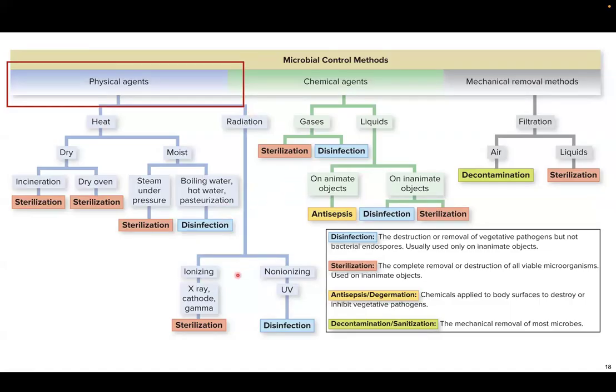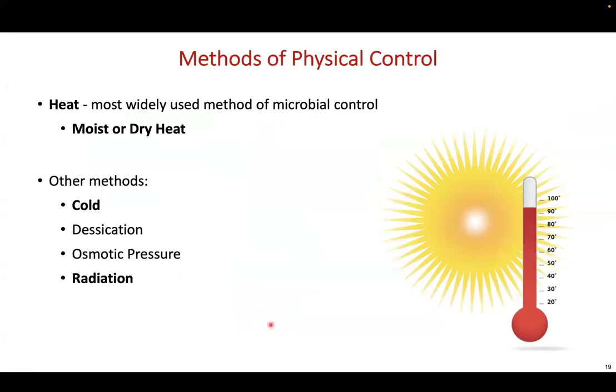And under radiation, we can have ionizing radiation or non-ionizing radiation. When you pick ionizing radiation, you can use things like X-ray and gamma rays, which are all needed for sterilization. And we can have UV under non-ionizing, which is also used for disinfection.